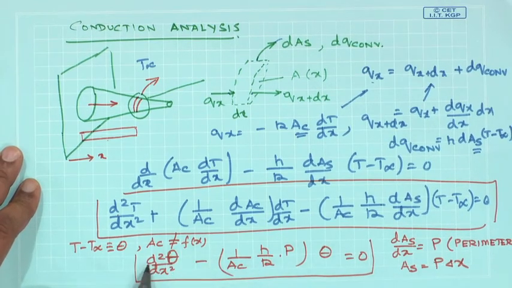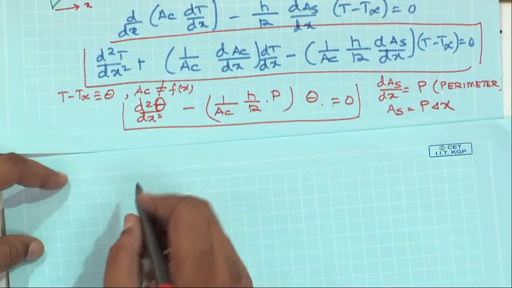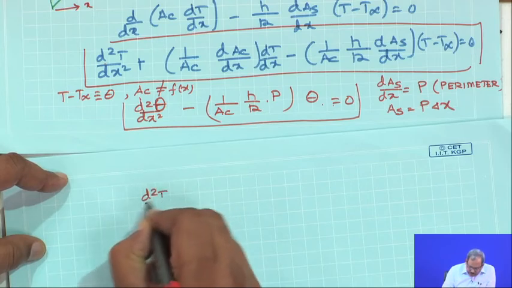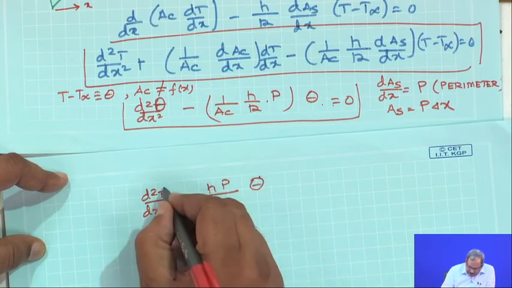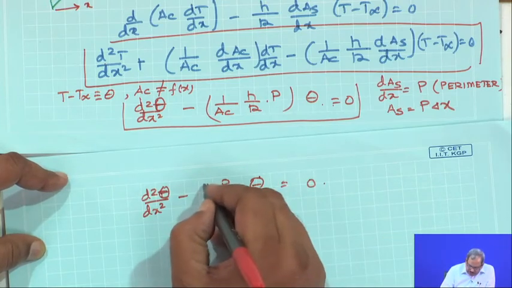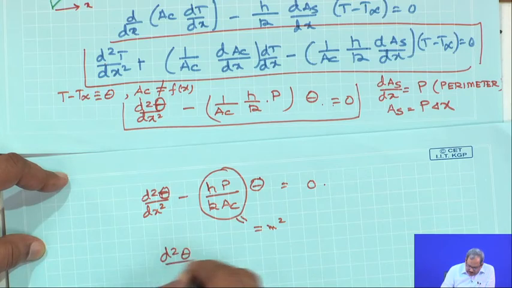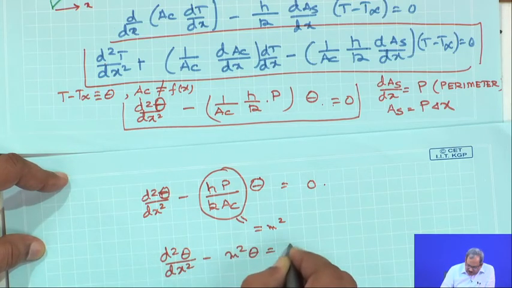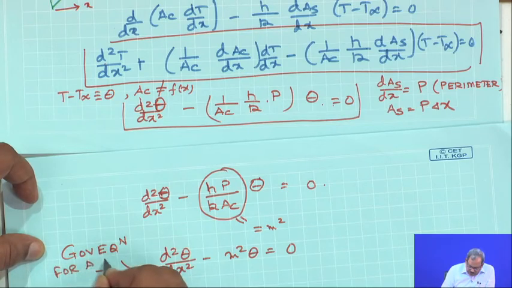I will call this theta as well. So, d2 theta by dx square minus 1 by Ac h by k times P into theta is equal to 0. So, for a fin of constant cross section, I will expand this equation a bit more, where you are going to get d2 theta dx square minus h P by k Ac times theta equal to 0. And if I assume this to be equal to m square, then it is d2 theta by dx square minus m square theta equal to 0. So, this is going to be the governing equation for a fin of constant area.